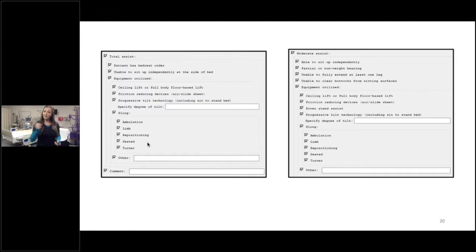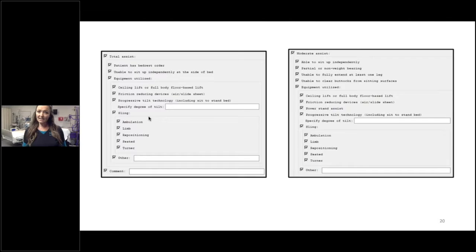Then we get into the mobility screen, and this is in your VA-AES shift assessment right now. You'll see this language. If the patient is unable to sit up independently at the side of the bed, we're on the left-hand side here, then they are total assistance level 1. The lifts that you may use are ceiling lifts, friction-reducing devices, progressive tilt technology, including the standing bed and the sitting beds. So know the technology in your beds and know what you have access to for your total assist patients to still mobilize them.